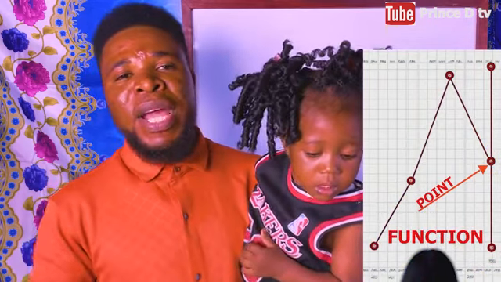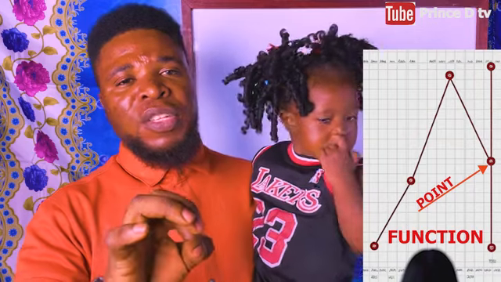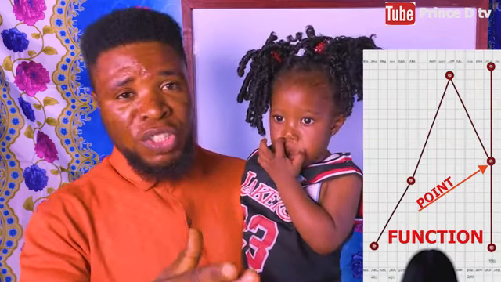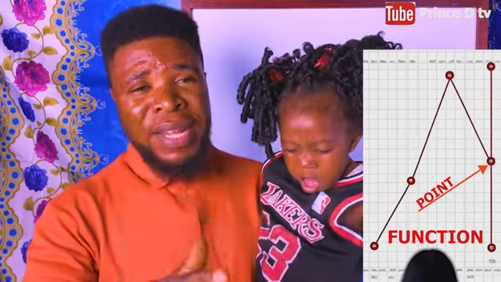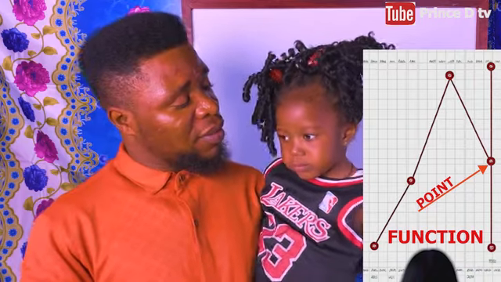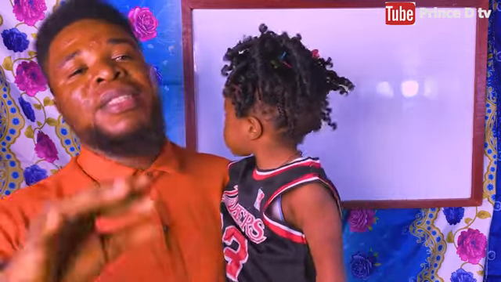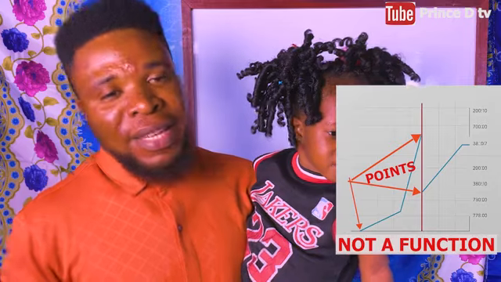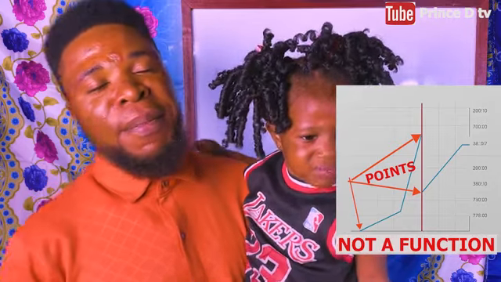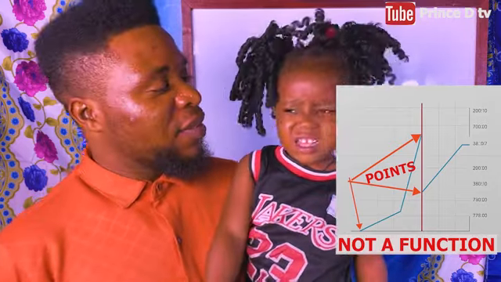But in the case where the vertical line is touching the graph at two or more points, more than one, it means that it is no longer a function. It is a mapping. All right.